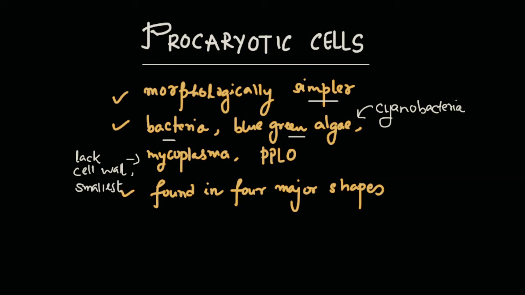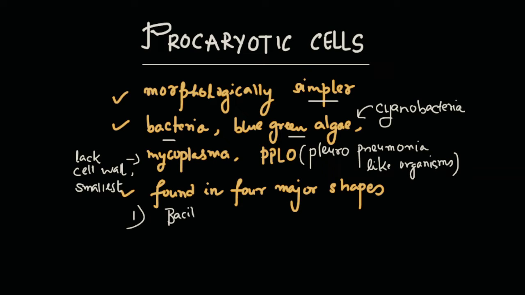And PPLOs. PPLOs are pneumonia-like organisms. Earlier, they were named as PPLO, but nowadays mycoplasmas are the term used for PPLOs. Prokaryotic cells are found in four major shapes.